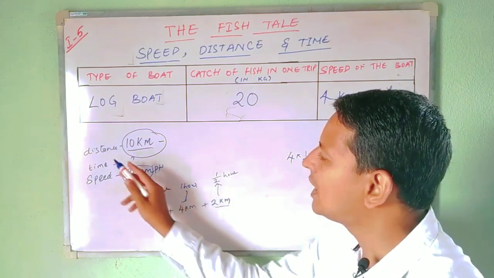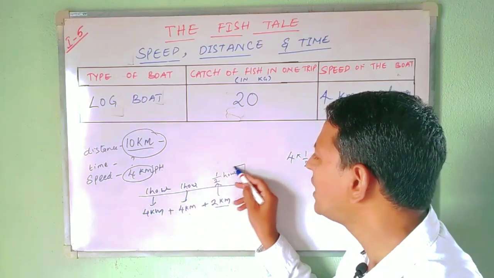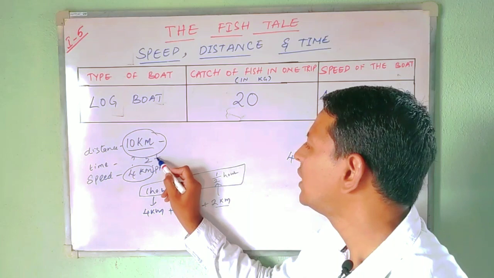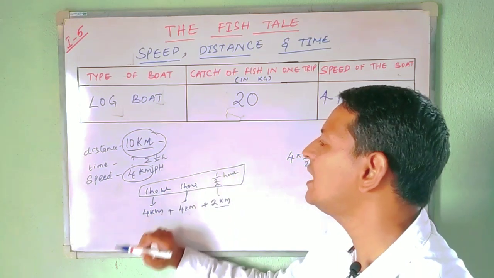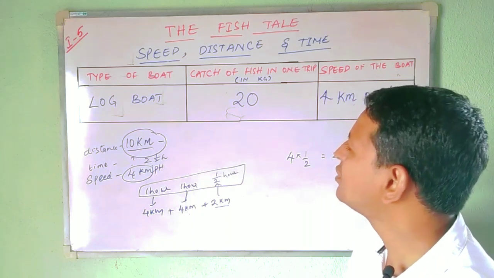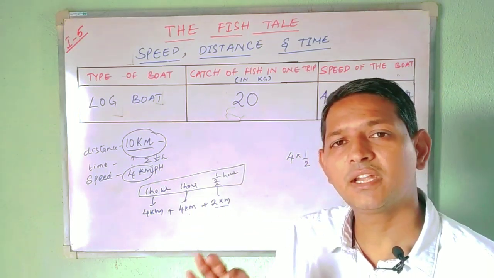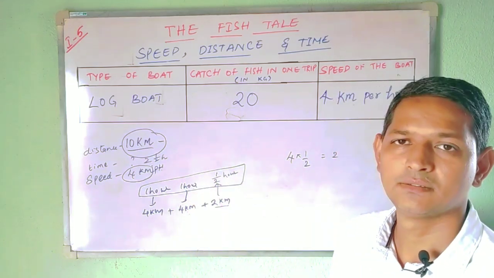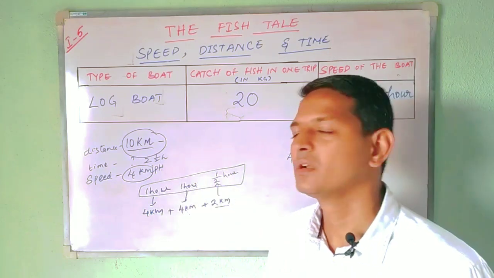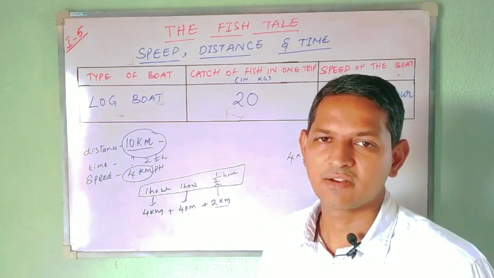Iske matlab agar 10 kilometer jana hai to 2.5 hours ka time lagega. So, if the logboat is going with a speed of 4 kilometers per hour, how much time will it take to cover 10 kilometers? It will take 2.5 hours to cover 10 kilometers. This is what we need to understand from this.